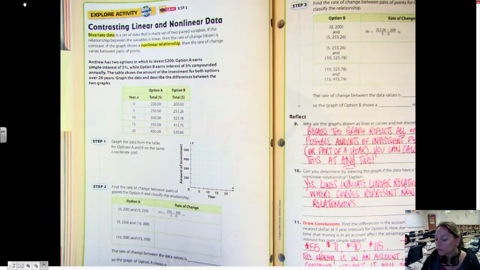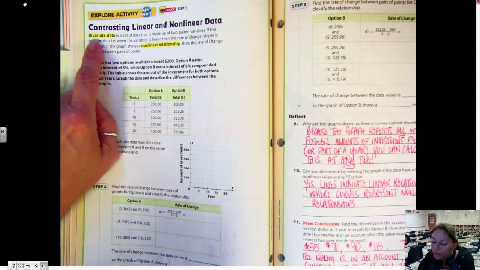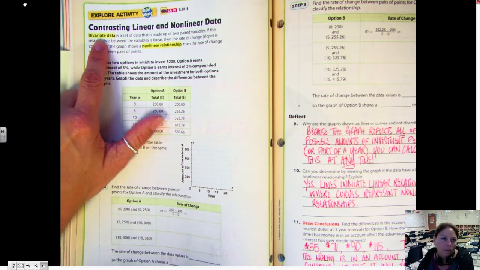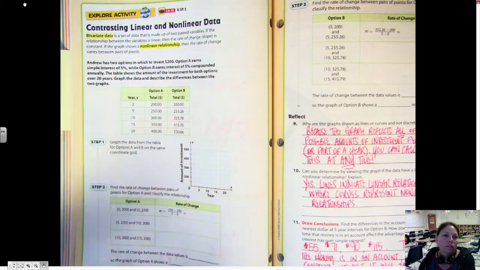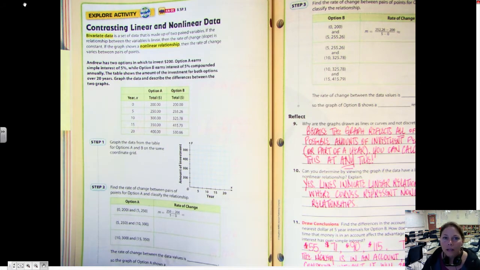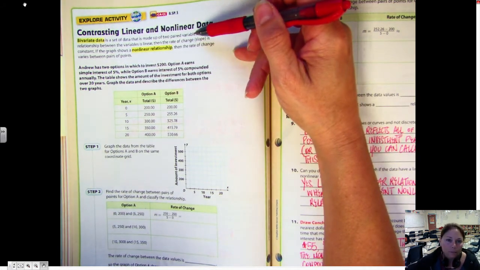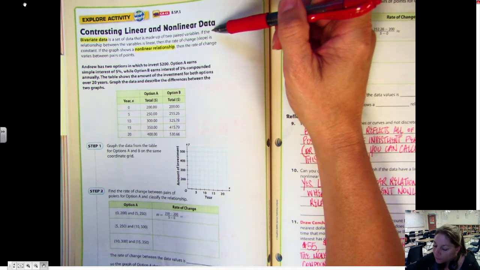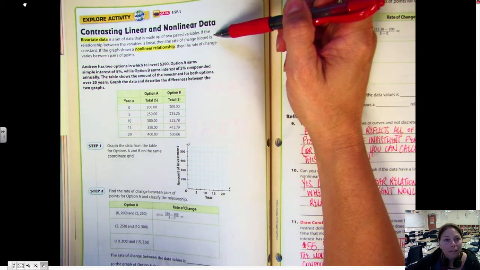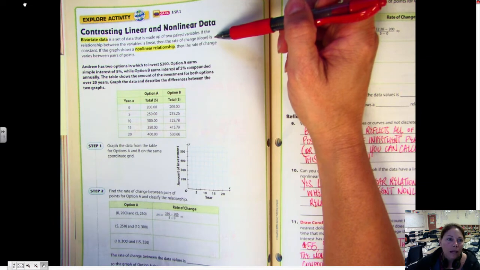And one of the ways that you're going to see that written is bivariate. So the word bivariate, if you look at it, bi means 2, variate is another word of saying variable. So this just means that there are 2 different variables. It's a set of data that is made up of 2 paired variables, like an x and a y or an a and a b. And if the relationship between the variables is linear, then the rate of change or the slope is constant.